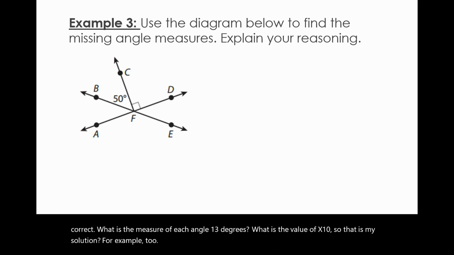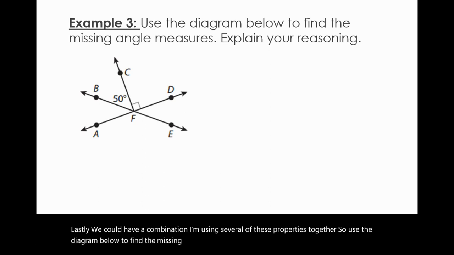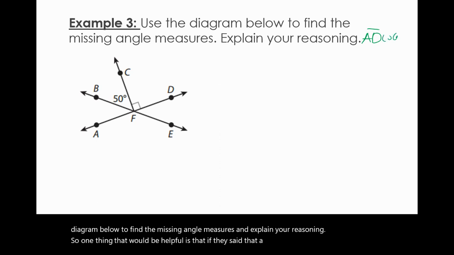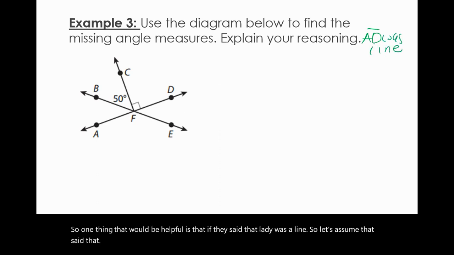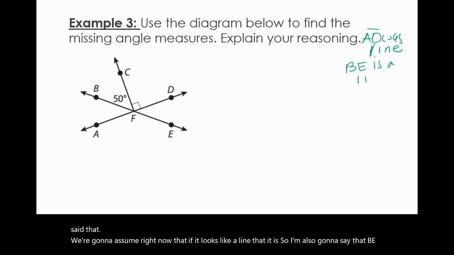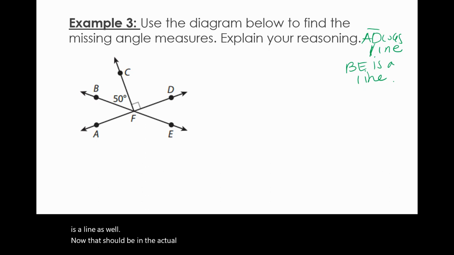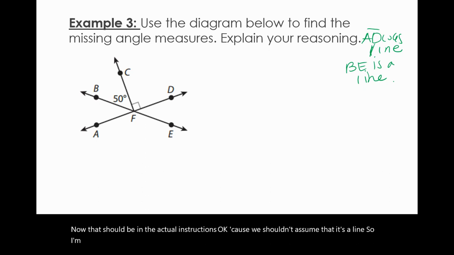Lastly, we could have a combination of using several of these properties together. So use the diagram below to find the missing angle measures and explain your reasoning. One thing that would be helpful is if they said that AD was a line, so let's assume that they said that. We're going to assume right now that if it looks like a line, it is. So I'm also going to say that BE is a line as well. Now that should be in the actual instructions, because we shouldn't assume that it's a line. So I'm adding this on as if it were in my instructions.